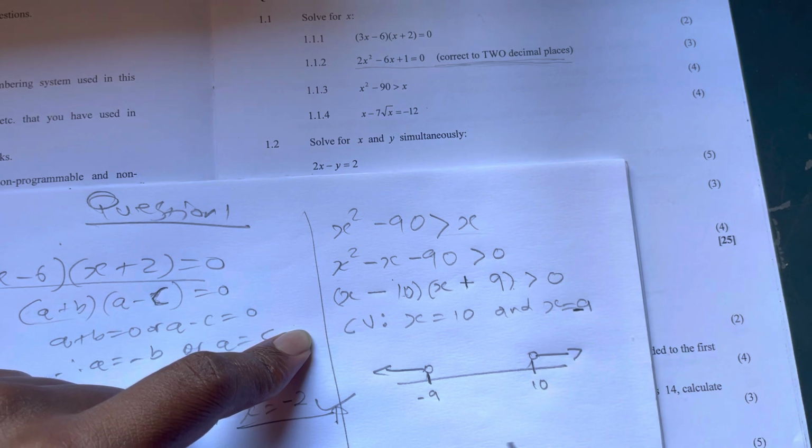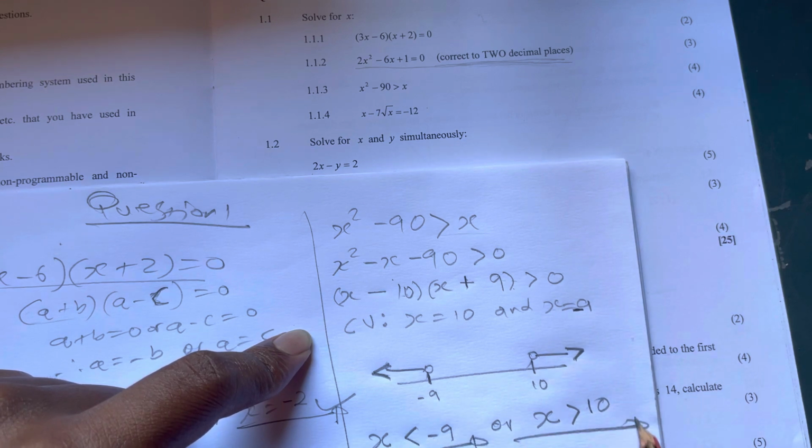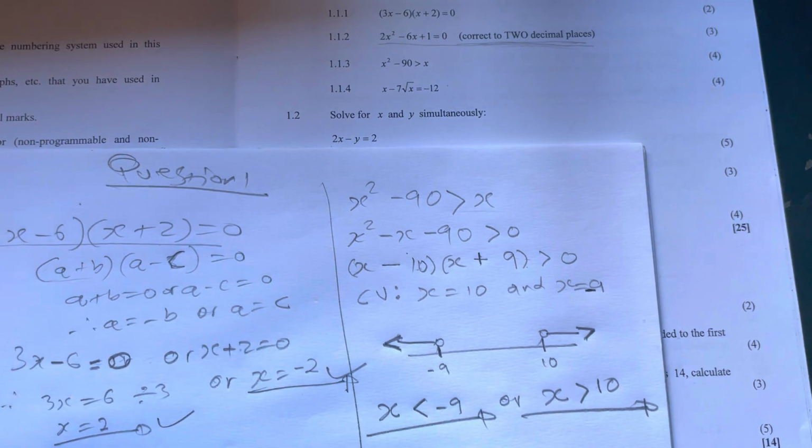Okay. So from there, you say x less than negative 9, or x greater than 10. These are your answers, right?